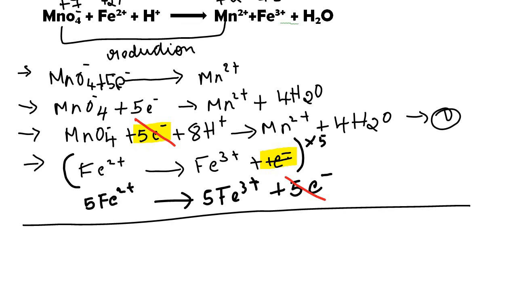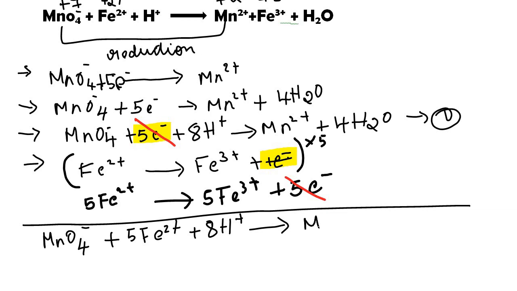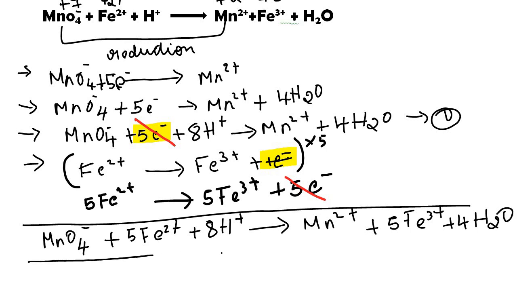Now we shall write the final equation. MnO4 minus plus 5Fe2 plus plus 8H plus gives rise to Mn2 plus plus 5Fe3 plus plus 4H2O. So this is the final balanced redox equation in acidic medium.